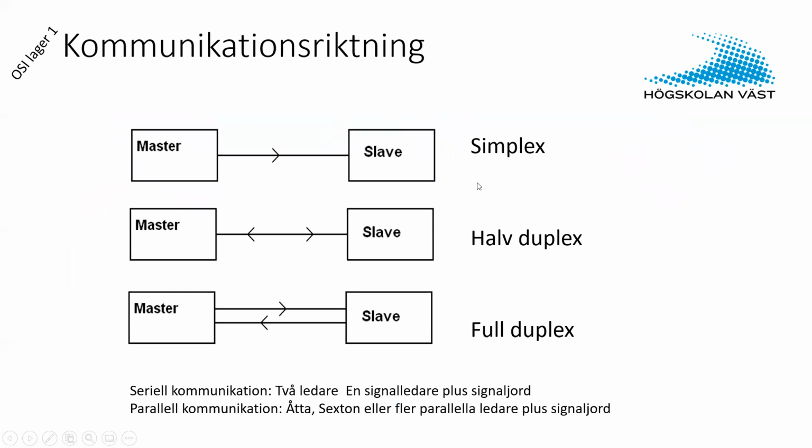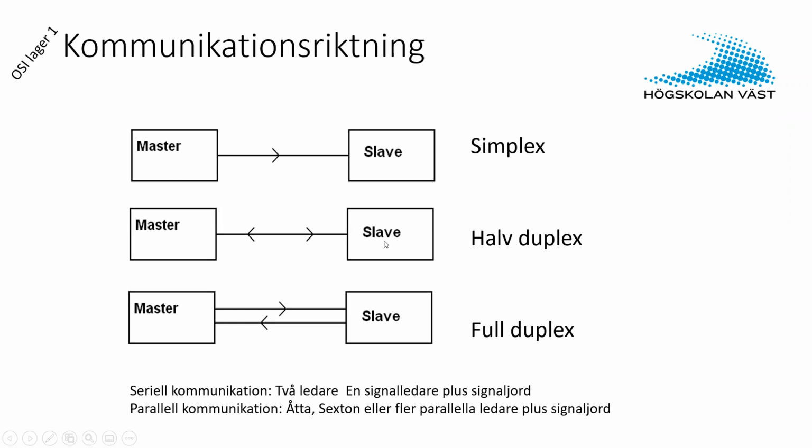Some other nice terms to know about are simplex, half duplex, and full duplex as well. It's how you can communicate. So simplex, then it's only one node that can send, like a master or slave, for example. So if the master is sending something, the slave cannot use the link. You can only send in one direction. Yes, simplex is only one direction.